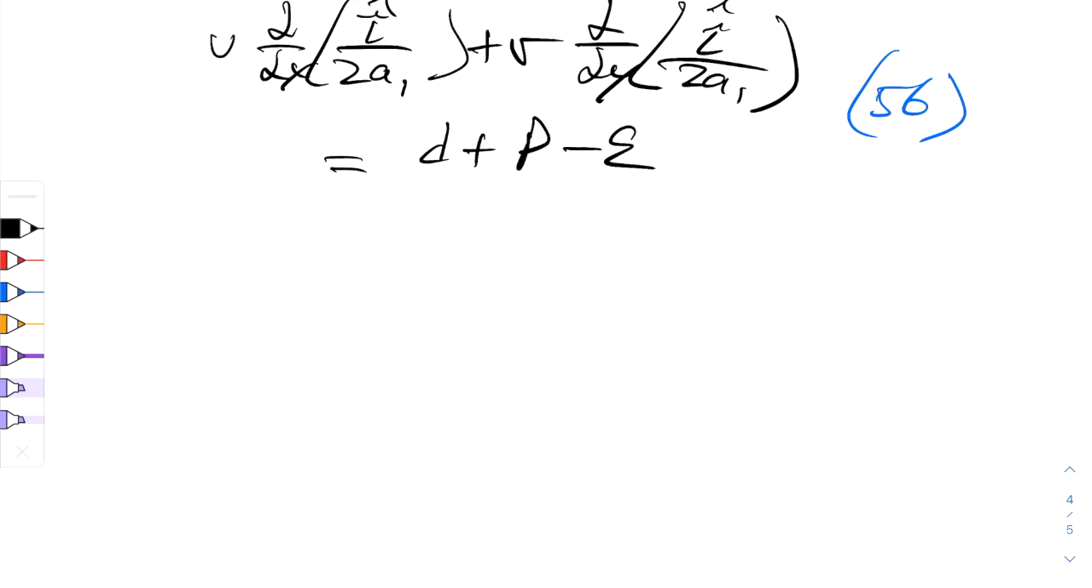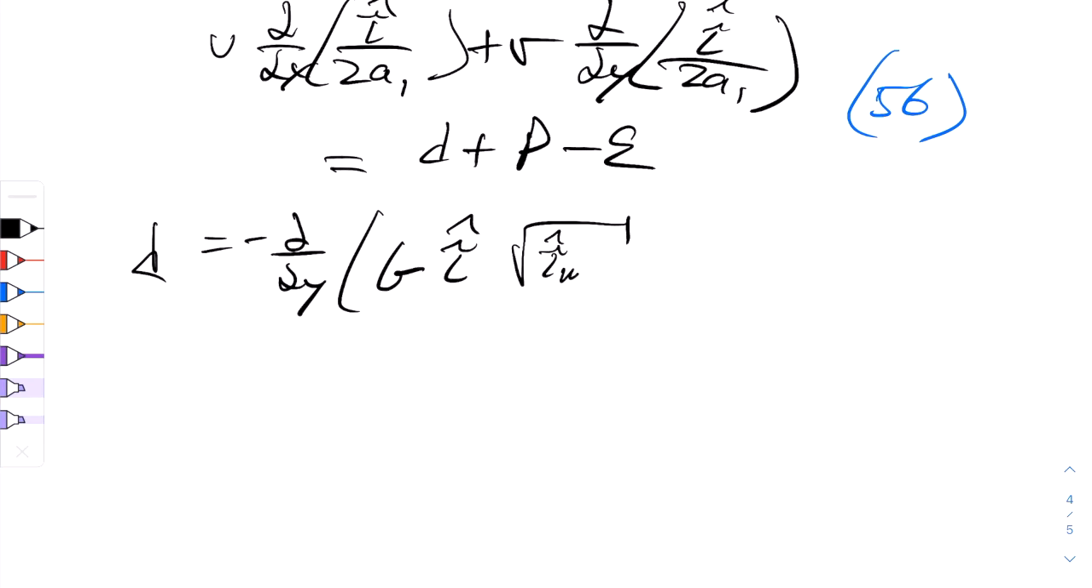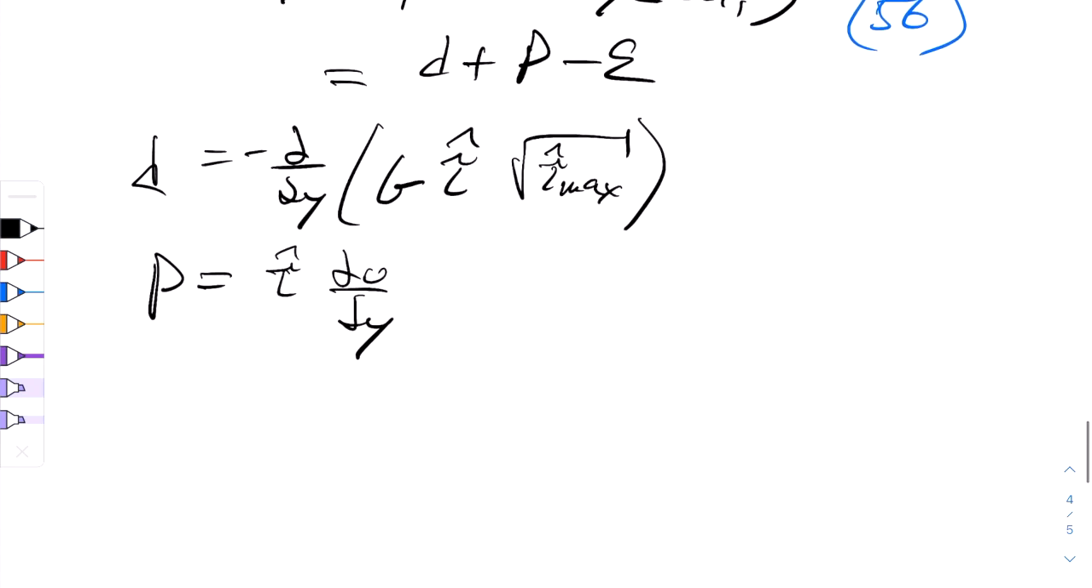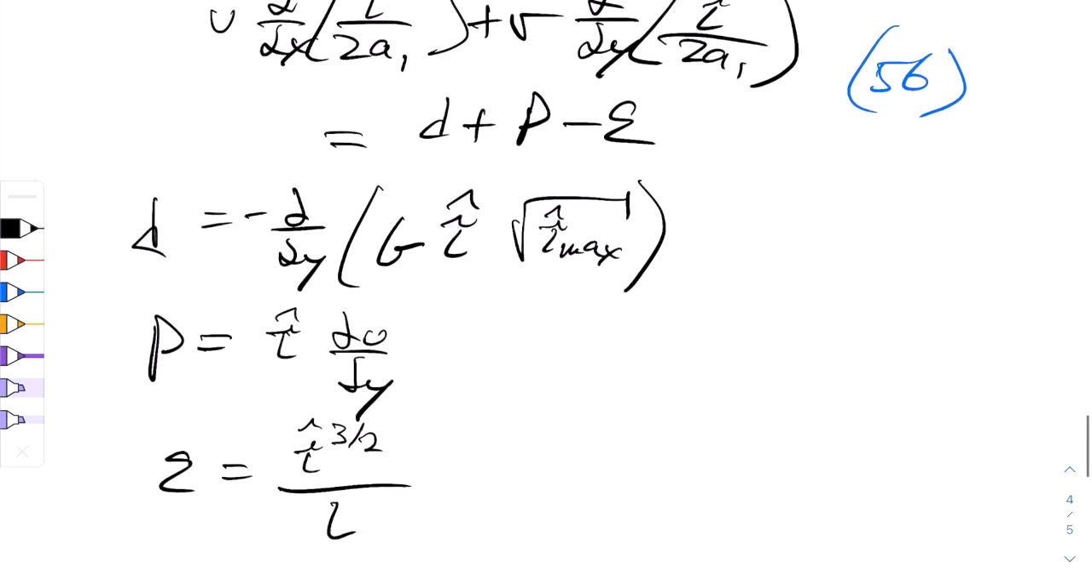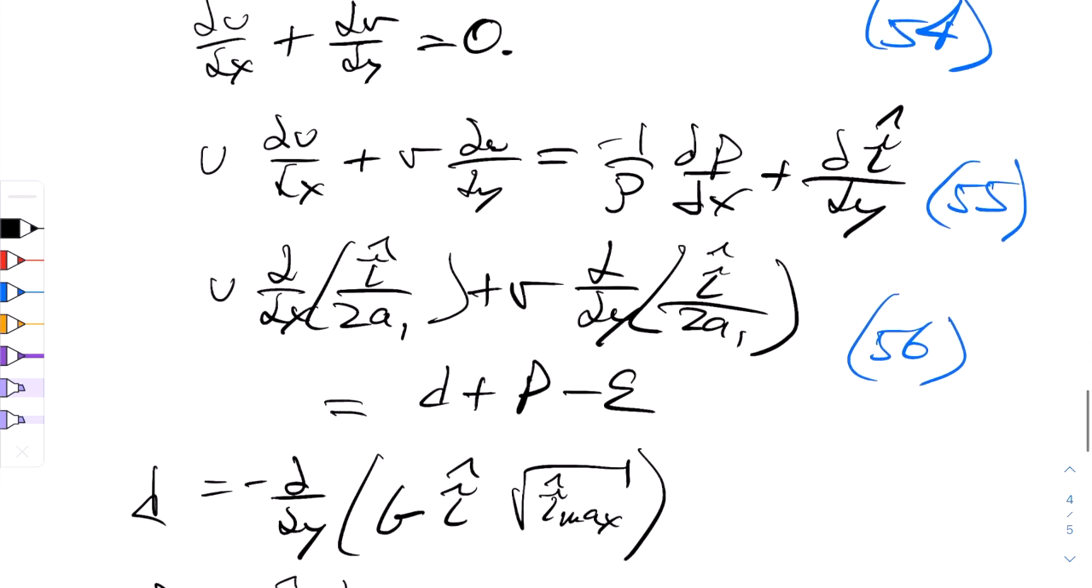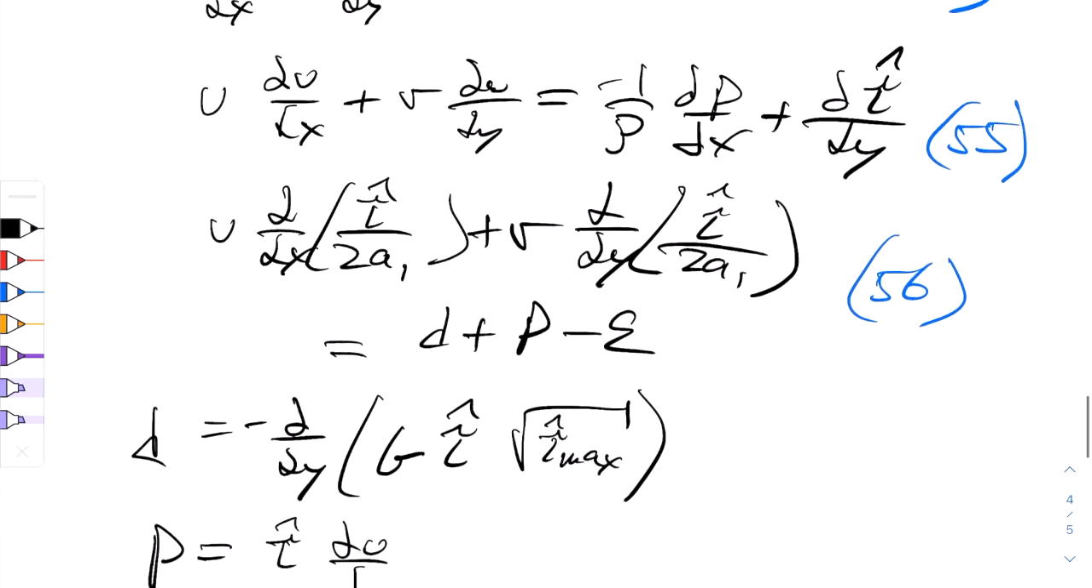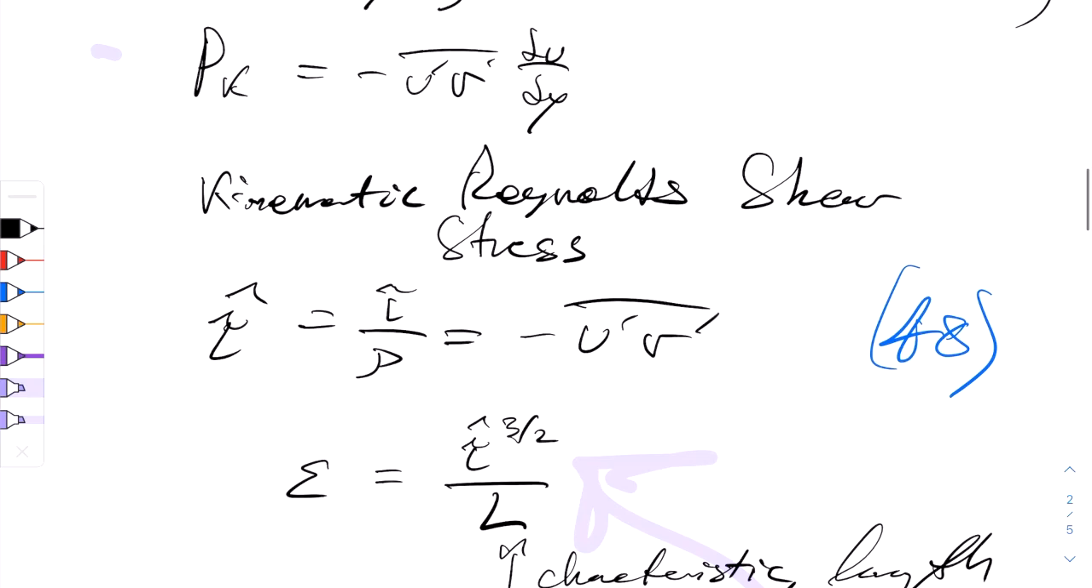And what are d, p, and epsilon? Well, d, through these simplifications, will be negative partial y of g times tau hat times the square root of tau hat max. And then we have p, I believe, equals tau hat times partial u partial y. And the final term for closure is epsilon equals tau hat to the 3/2 all over, you guessed it, L. It can be nothing but L, the length scale, for dimensional considerations. This is the final form, these three equations for a fully high Reynolds number turbulent boundary layer with wall functions of Bradshaw and colleagues from 1967.